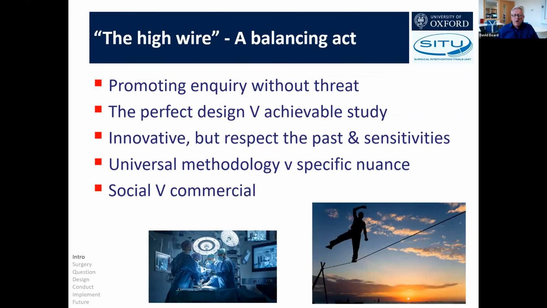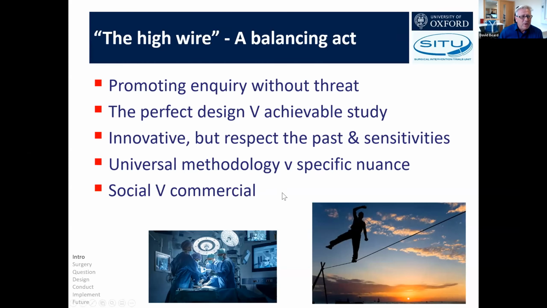Now, why is it high wire? Why is it a balancing act? Well, we've got to do a few things. We've got to promote the inquiry without threat. People sometimes don't like torches or light shining into their world, so we have to be careful with that. And that's always been a balance, particularly with long-standing disciplines and long-standing practices. And theoretically, as trialists, and again, Jane will vouch for this, we like to do the perfect design, what's on paper, but often enough that has to be compromised a bit, and we have to have some achievable side to it to get the achievable study. So there's a balance there.